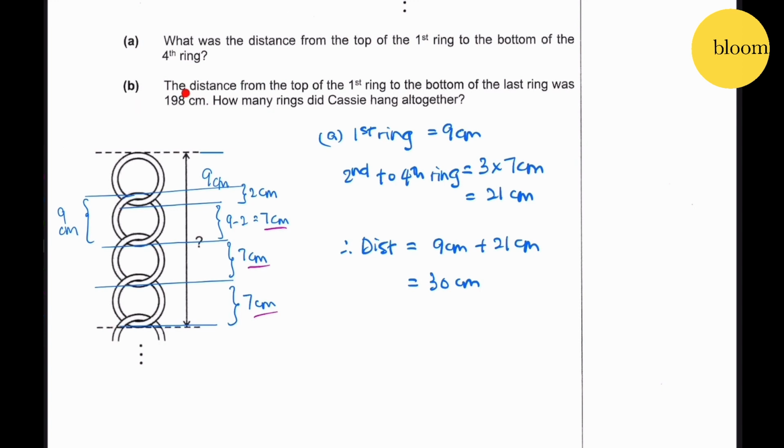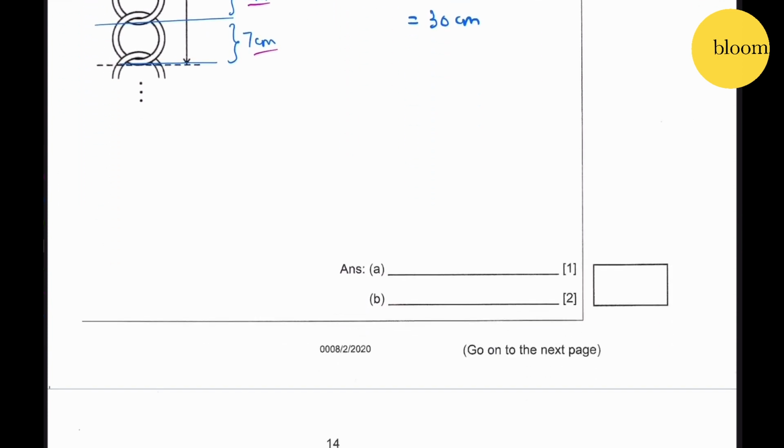B. The distance from the top of the first ring to the bottom of the last ring was 198 cm. How many rings did Cassie hang altogether? B. First ring equals 9 cm.